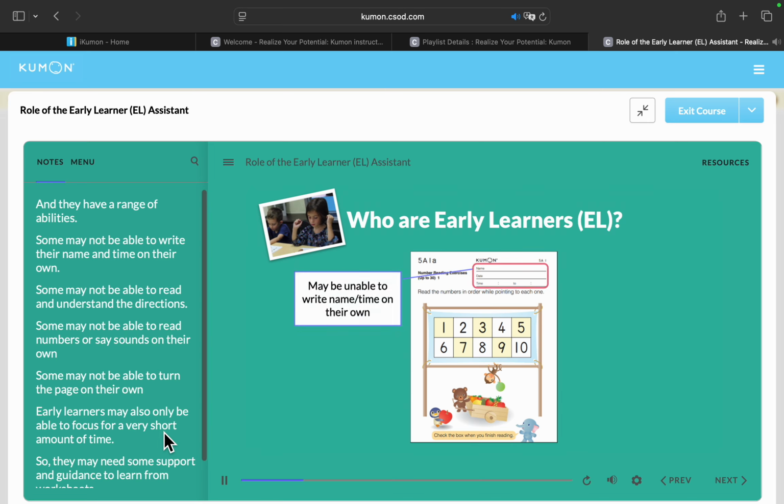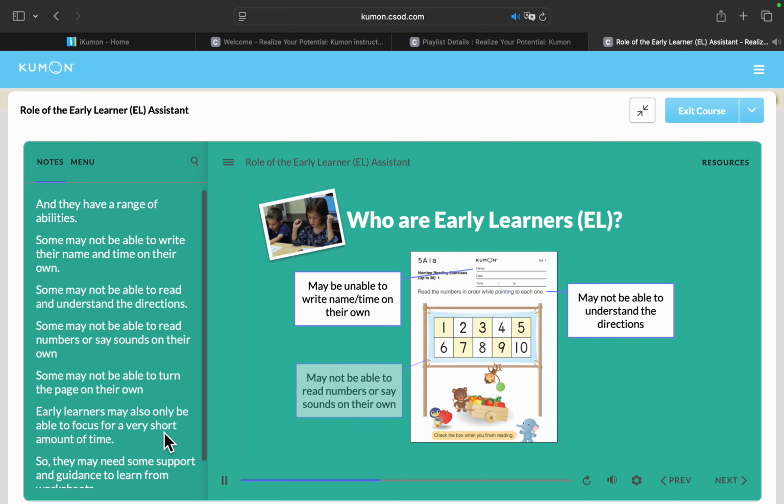Some may not be able to write their name and time on their own. Some may not be able to read and understand the directions. Some may not be able to read numbers or say sounds on their own. Some may not be able to turn the pages on their own. Early learners may also only be able to focus for a very short amount of time, so they may need some support and guidance to learn from the worksheets.